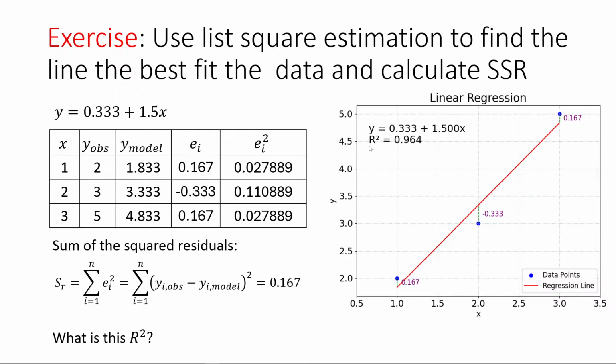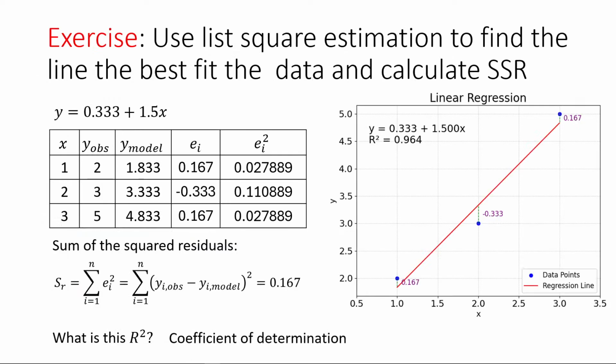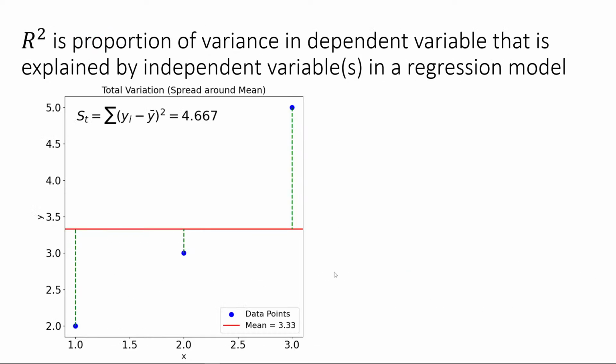So what is this r square? What does this mean? So this is called the coefficient of determination, and let's just look at what this means. To understand the coefficient of determination, R squared is the proportion of the variance in the dependent variable that is explained by the independent variable, or in all variables if it's a multivariable linear regression, in a regression model.